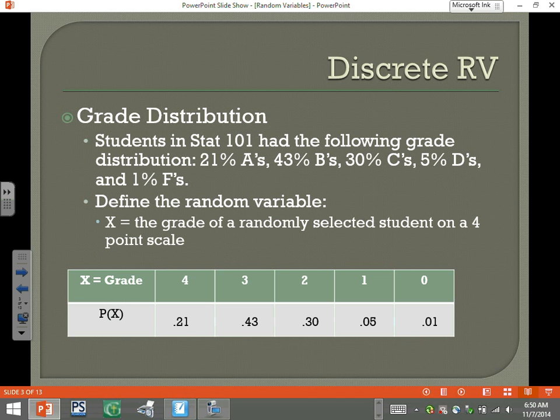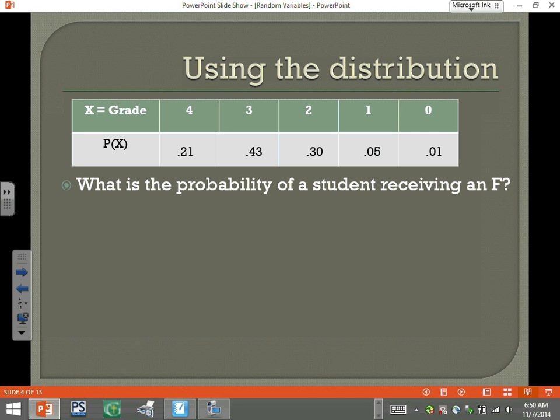And then what we do with our probability distribution is we drop our probabilities into that particular chart. And from there, now all of a sudden we could use a distribution, right? We could say, what's the probability a student receives an F? Well, we just look in this last piece of the chart, and that'd be 0.01. As a probability statement, probability that X equals 0, that X takes on that value of 0, which we've assigned to be an F, is 0.01.